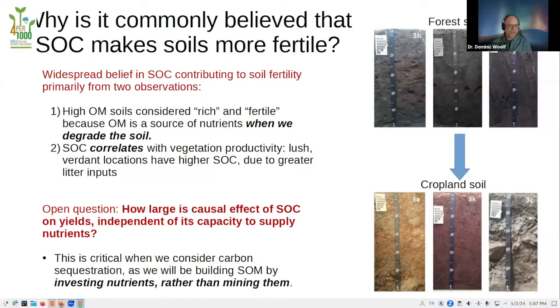However, they can only do that if we actually decompose the organic matter. They won't release any nutrients if we just keep that organic matter there.